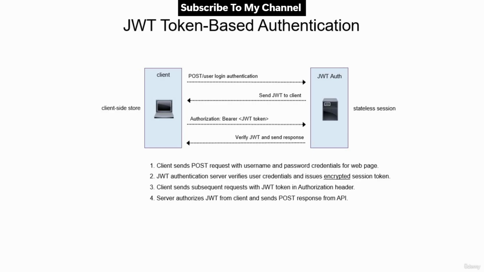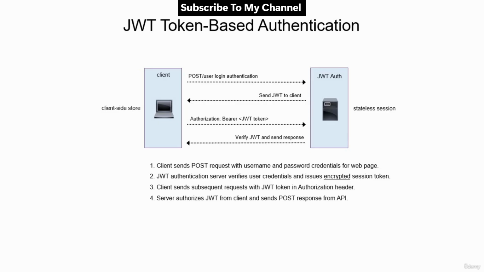So the client sends a POST request, this time with username and password. So it's not sending a GET, it's actually sending a POST request. And this is quite common with APIs. It's sending data to the server initially with a username and password without being asked for it. So it sends that to the JSON Web Token authorization server. The JWT authentication server verifies the user credentials and issues an encrypted session token.